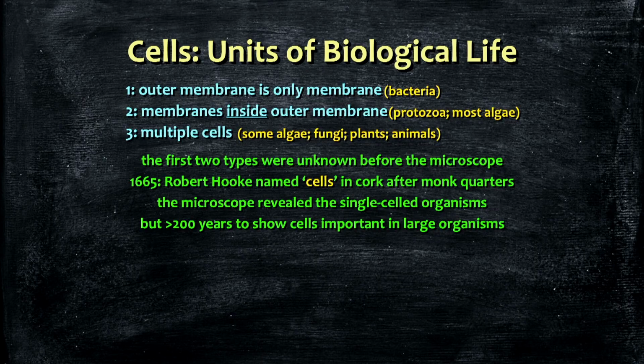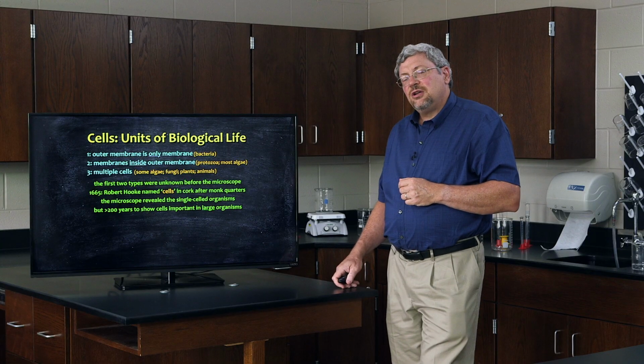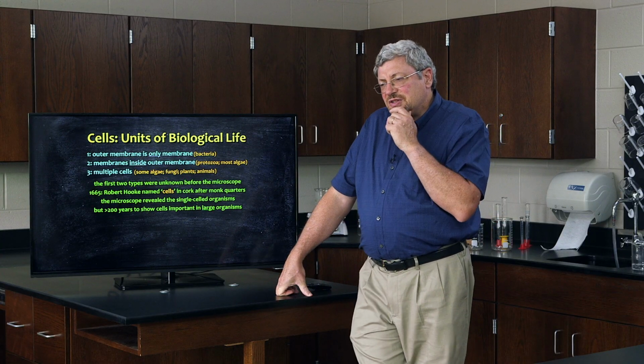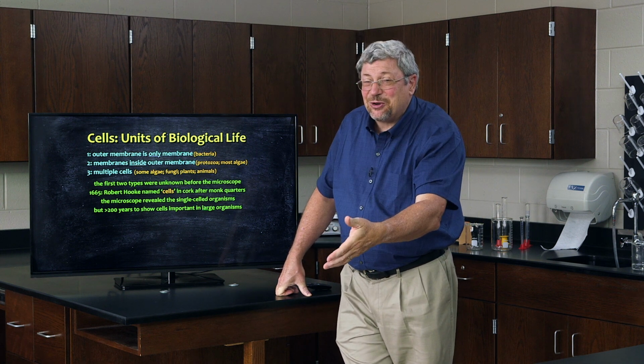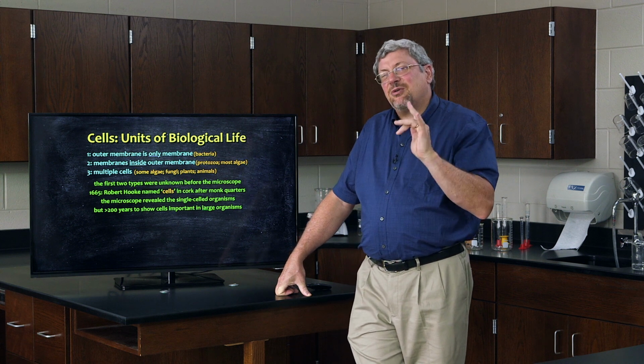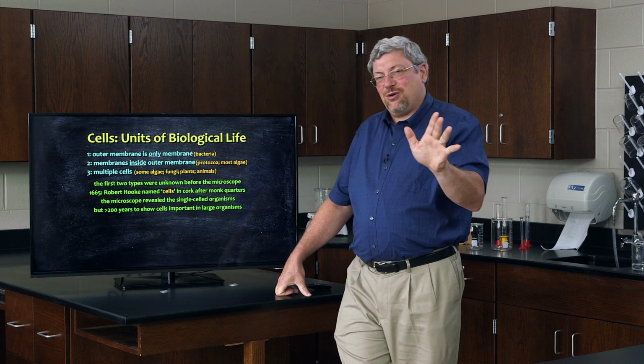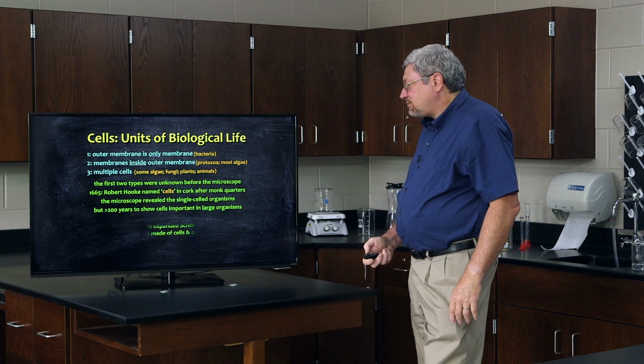The microscope not only showed us the cells of large organisms like plants, but it also began to reveal the organisms of the second category, the eukaryotic single-celled organisms, the algae and protozoa, that people didn't know about at all. But it took another 200 years for people to recognize that the cells that Hooke found were not just found in cork or a few organisms. They were in fact part of every organism on the planet.